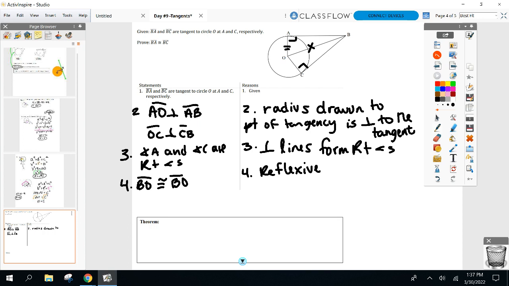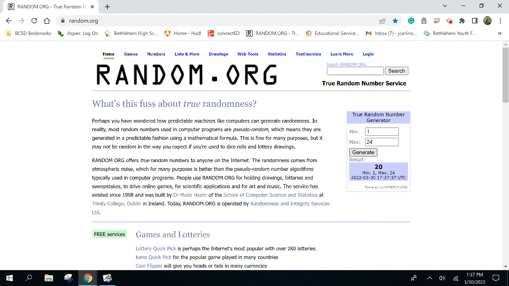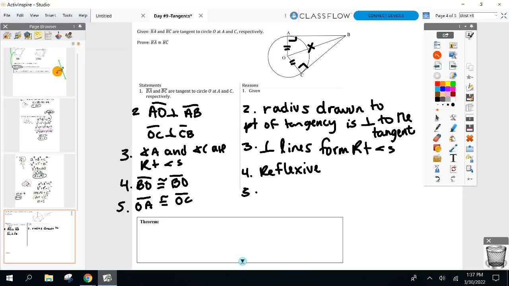What else do we want to say? Nice. AO congruent to OC. I'm going to ask somebody in a second why, so think about it. OA congruent to OC.